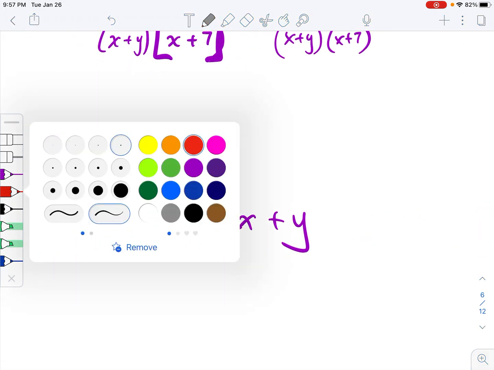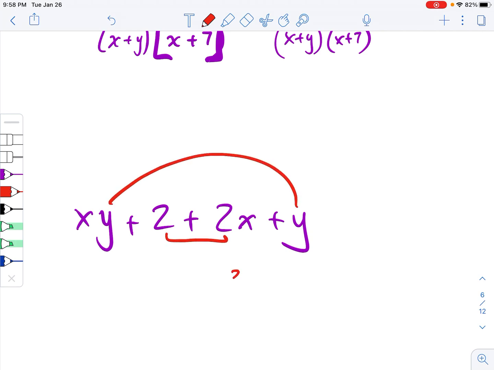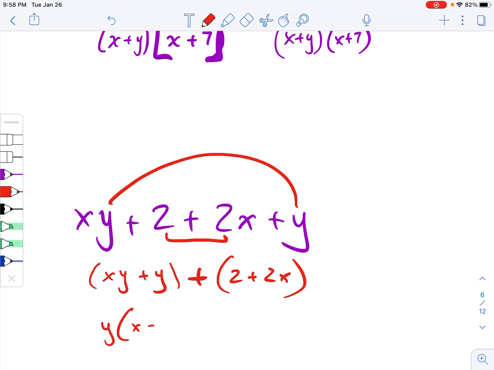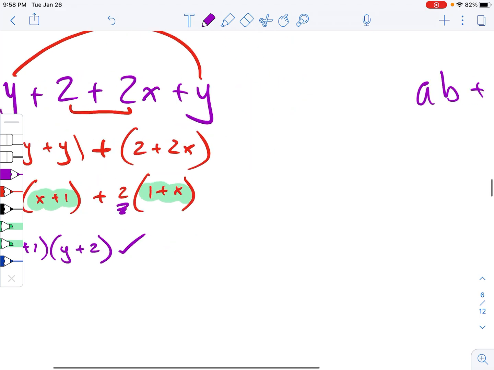Sometimes the way it's presented, there's nothing that you could possibly find in common with these ones. So you might have to rewrite them and rearrange them. I'm noticing both of these have a y, both of these have a 2. So I'm going to bring the 2 and the 2x together, group them. There's an addition sign between, and I'm going to bring my xy and my y together. Now I'll factor these and hope that I'll observe a common factor. I have an x plus 1 and a 1 plus, oh, they actually are the same. Cool. So I'll factor out the x plus 1, and my remaining terms that I would distribute to are y plus 2. And that is factored.